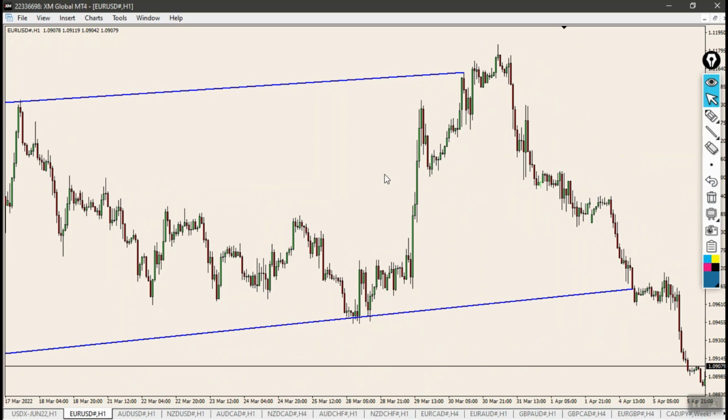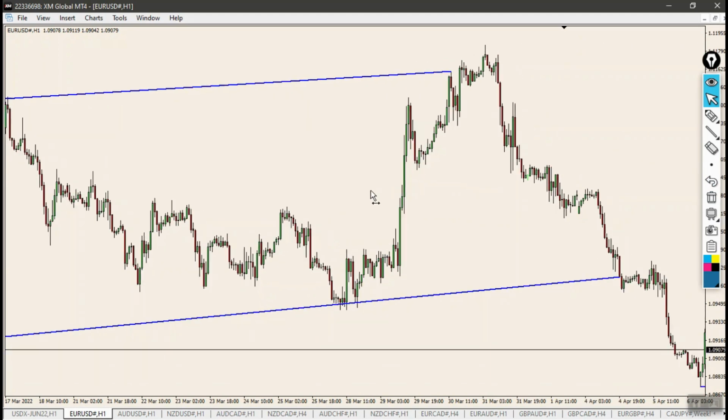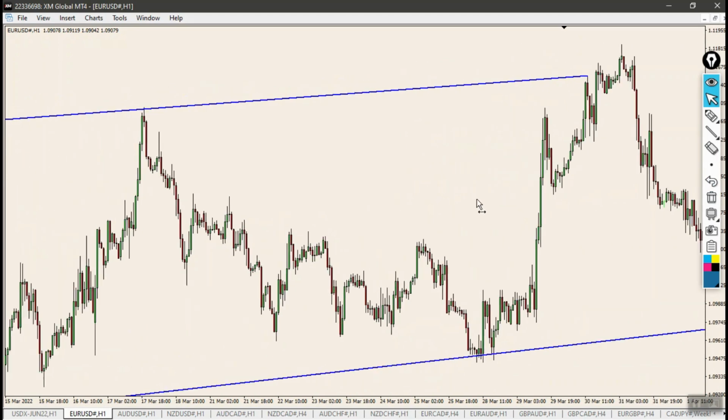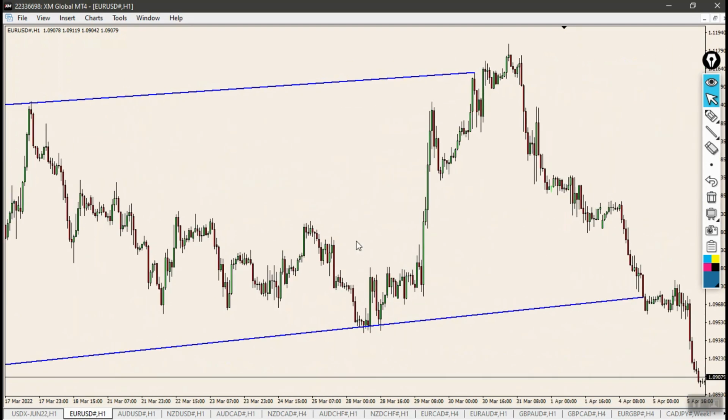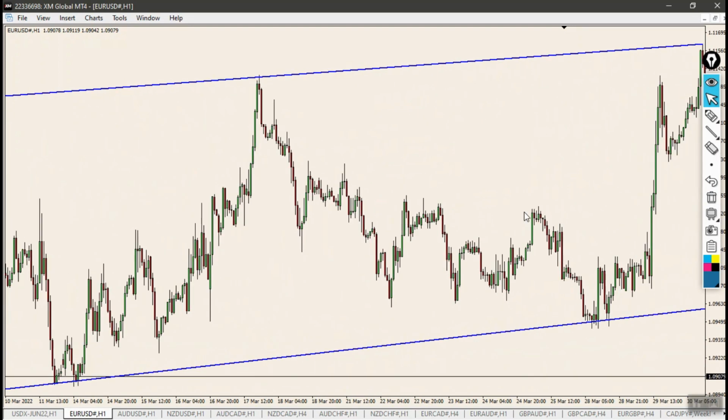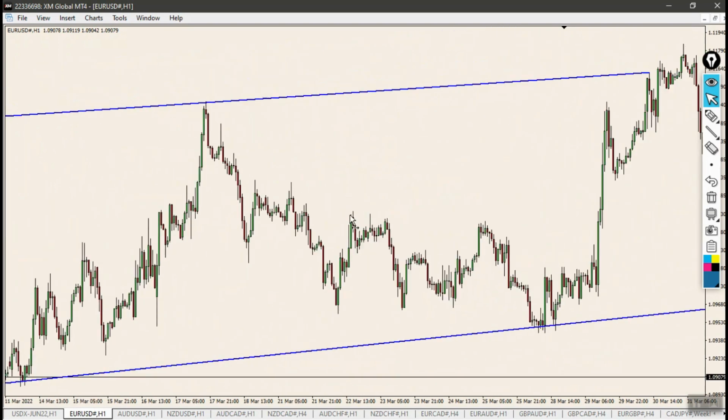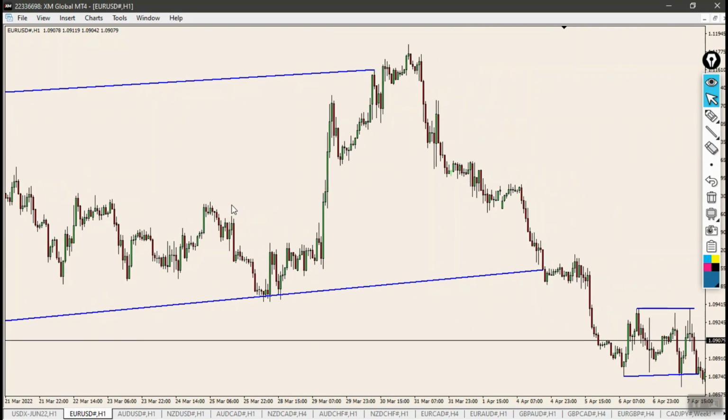So that's the importance of pattern separation. You have to learn how to separate the patterns within the pattern. You'll find patterns and you must separate the two.